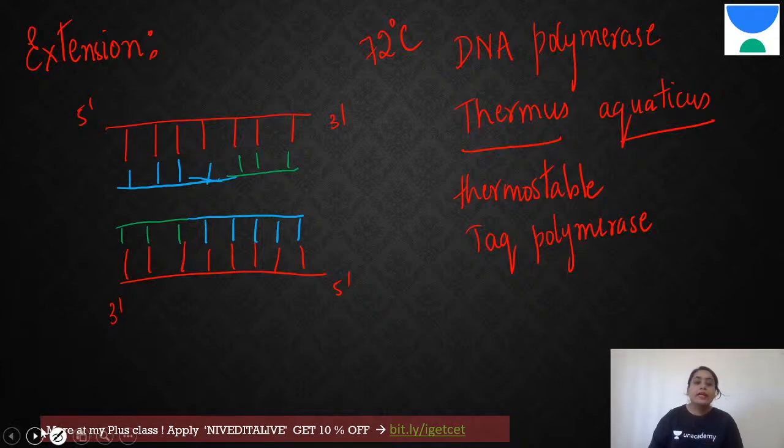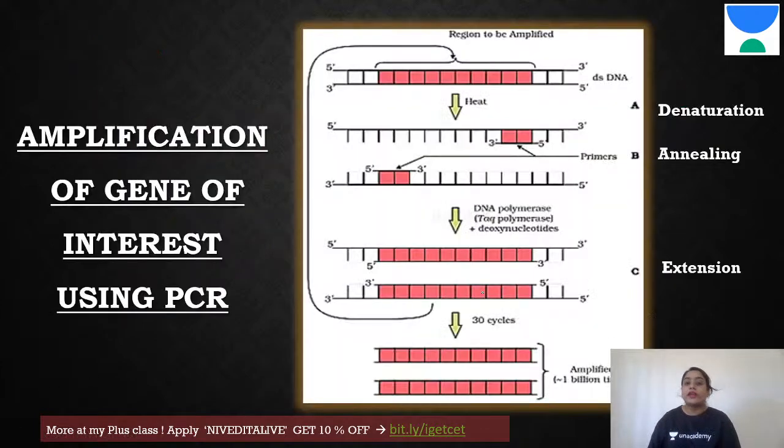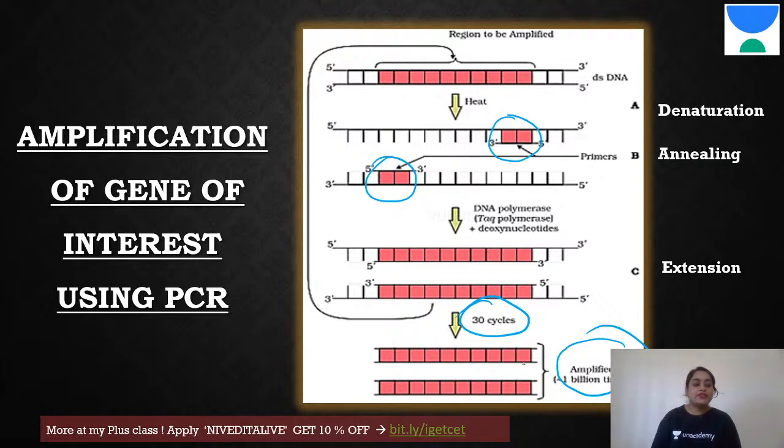It goes on happening. This cycle continues for around 30 times. So when we do 30 cycles, it will have amplified. You will get at least 1 billion copies. So this is how you can see the same process: denaturation, that is separation of the strands, annealing, where your primers have annealed, then extension, that is your new DNA has formed. I hope you have understood this part.